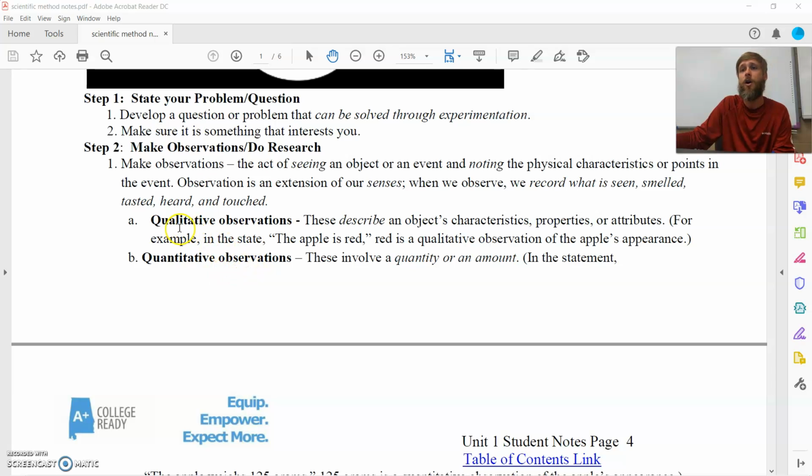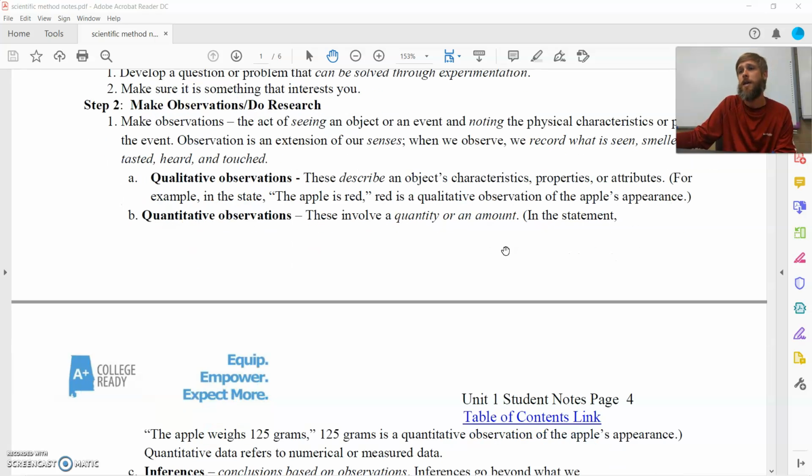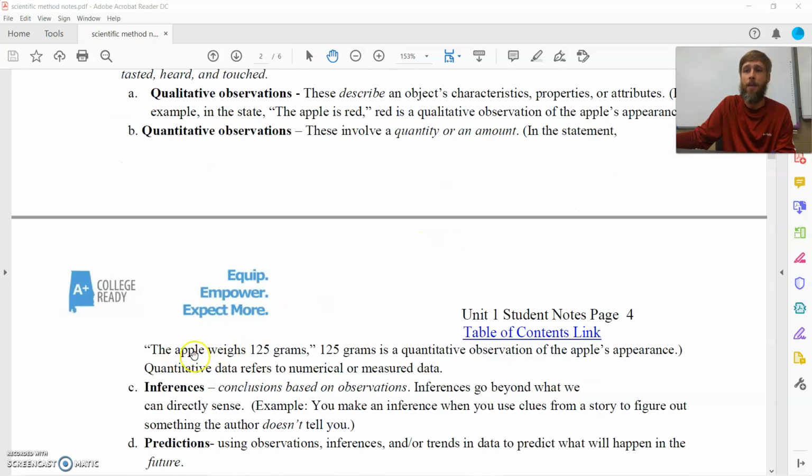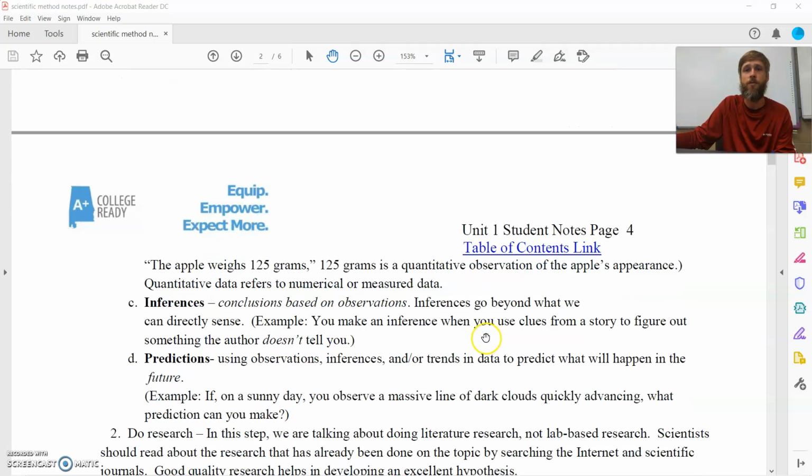When you think of a quality, it is something that you can see, taste, any of your 5 senses. For example, the apple is red. Red is a qualitative observation. If you bite into the apple, it tastes sweet. Qualitative observation. However, if I have a bundle of apples, if I have 5 apples, then that is a quantitative observation. It deals with an amount, which is related to a number. The apple weighs 125 grams. That is a quantitative observation.